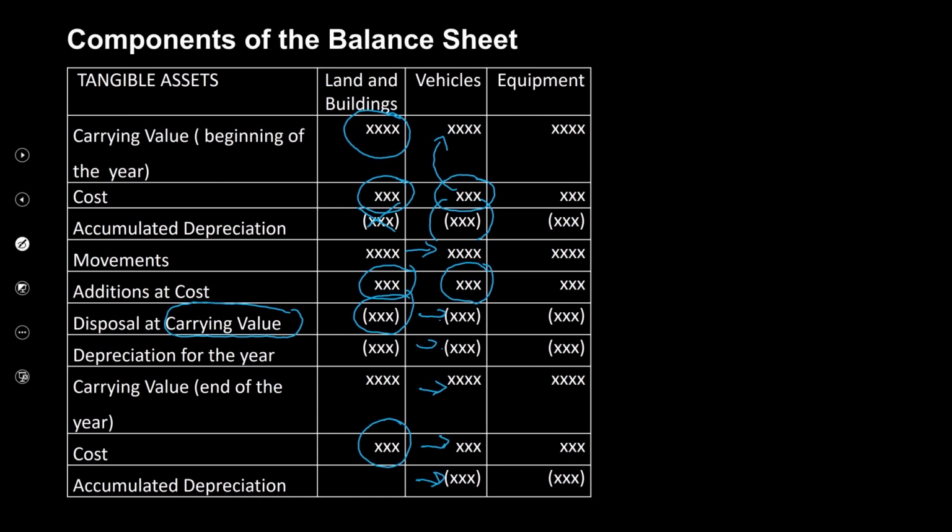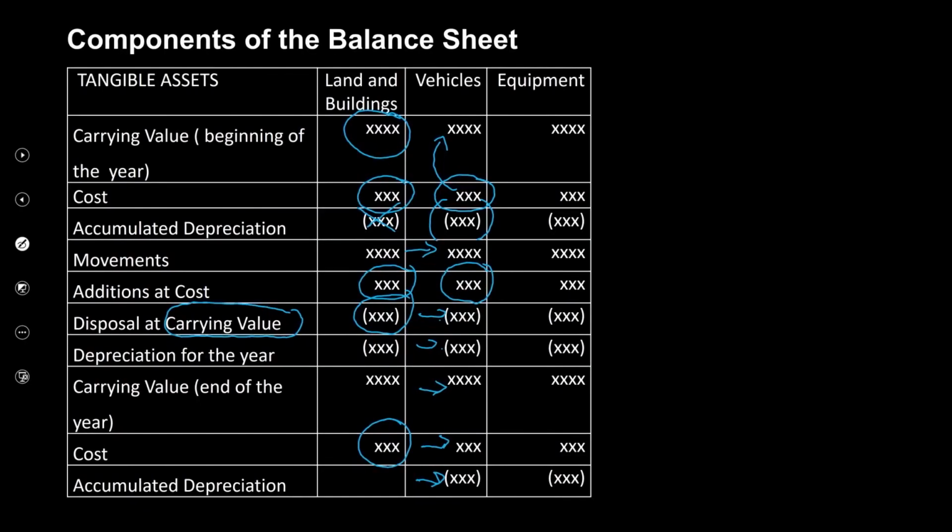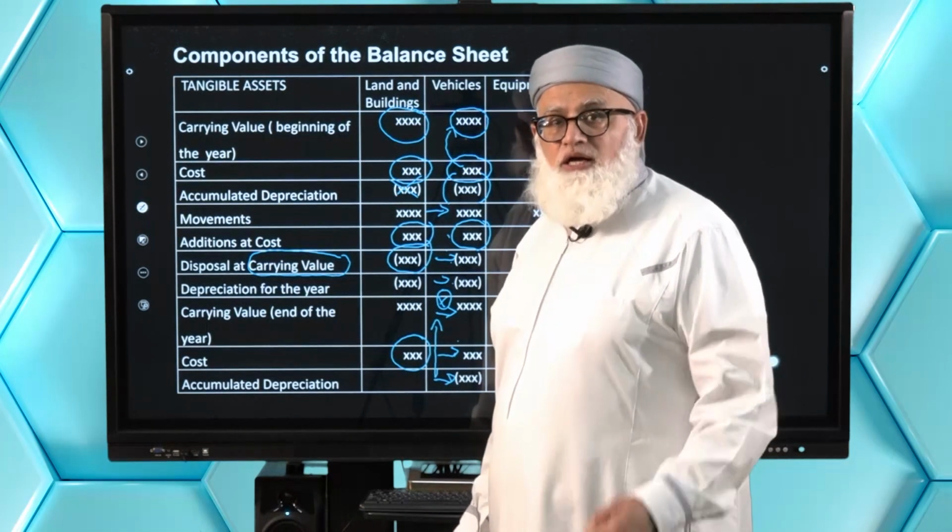Now watch this very, very carefully. When you're working downwards, it means you take your carrying value at the beginning of the year, add your additions, less your disposal, less your depreciation. This answer that you get here should be the same as your cost at the end of the year, less your accumulated depreciation at the end of the year. This indicates to you that your note is in fact correct.